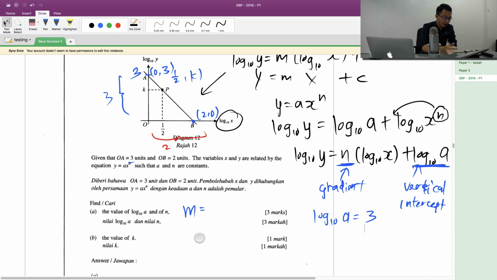In order to get the gradient, it is negative y-intercept over x-intercept. So the gradient basically equals negative 1.5, and your gradient is n, right? So n equals negative 1.5.